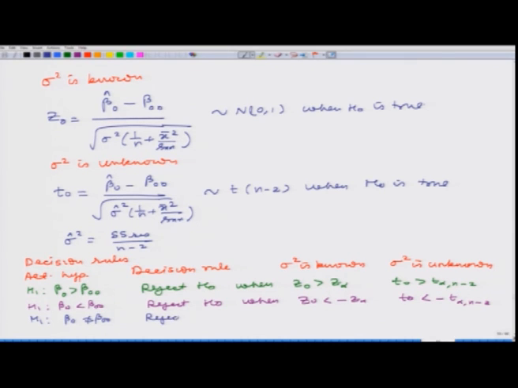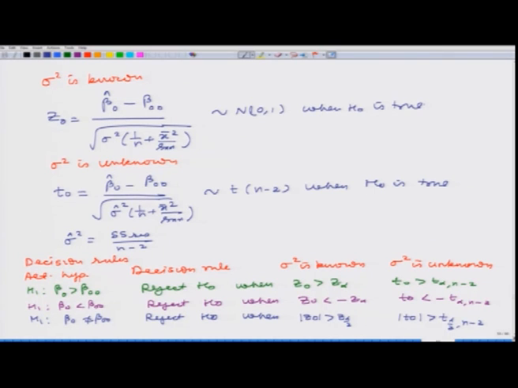On the other hand, if my H1 is beta naught is not equal to beta naught naught, then in that case I will reject H naught when mod of Z naught is greater than Z alpha by 2 in case sigma square is known, and in case sigma square is unknown, when mod of T0 is greater than T alpha by 2, n minus 2, where T alpha by 2, n minus 2 are the alpha by 2 percent points on the T distribution with n minus 2 degrees of freedom.